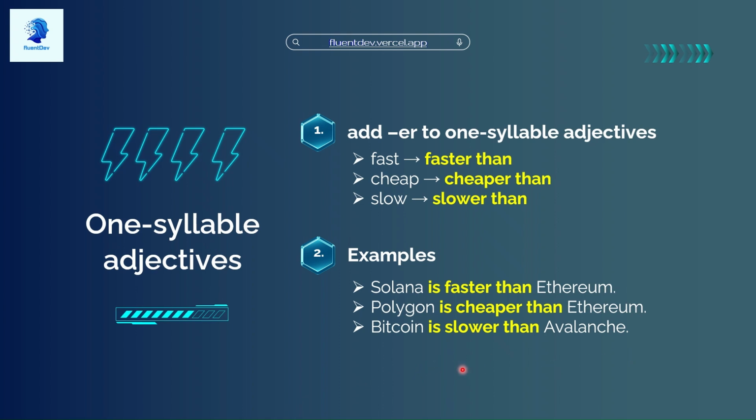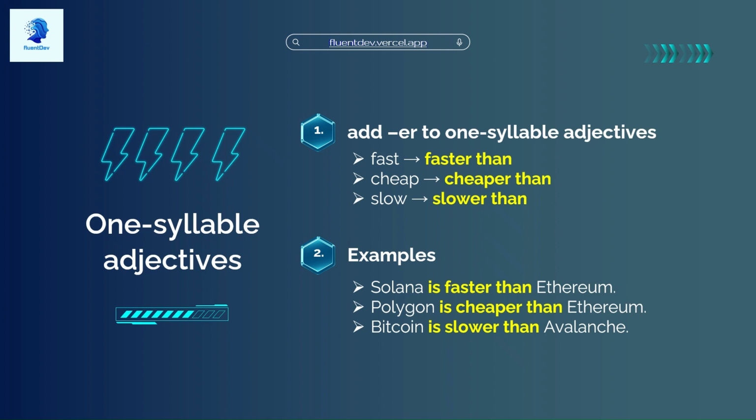Fantastic. We can see that they all have the similar structure of a be verb, the adjective with the ER ending, and than. A is something than B. Great job. If you have any questions, please let me know in the comments down below, or if you want to try to make your own sentences, go ahead and give it a shot.